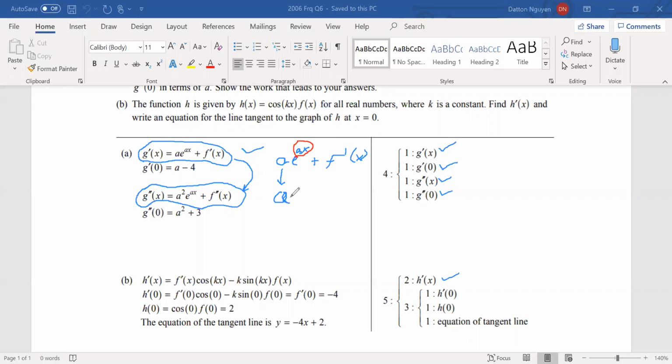Just like you did it the first time, the a pops down, right? And I still write e to the ax plus. Now, if I take the derivative of f prime of x, basically I'm taking another derivative of it again. So this is f double prime. This is to denote that this is the second derivative. So a times a is a squared. And that's the general form.